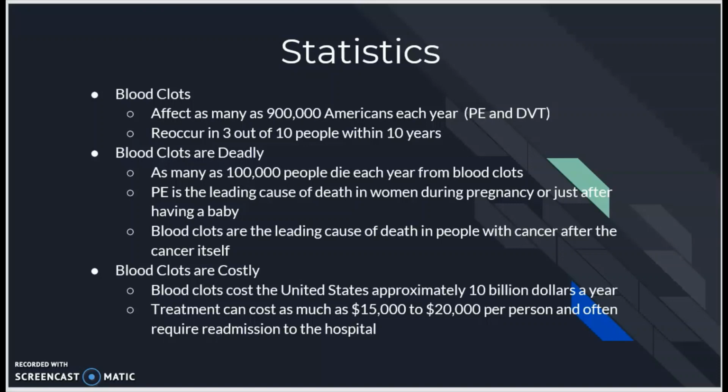Blood clots affect as many as 900,000 Americans each year. They reoccur in 3 out of 10 people within 10 years. As many as 100,000 people die each year from blood clots. A pulmonary embolism is a leading cause of death in women during pregnancy or just after having a baby. Blood clots are the leading cause of death in people with cancer after the cancer itself. Blood clots cost the United States approximately $10 billion a year. Treatment can cost as much as $15,000 to $20,000 per person and often requires readmission to the hospital.